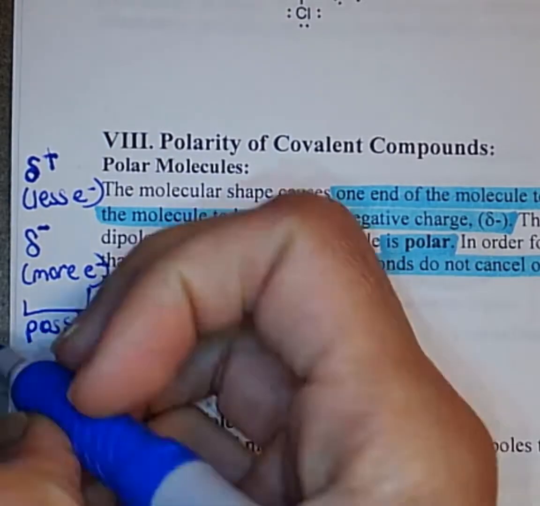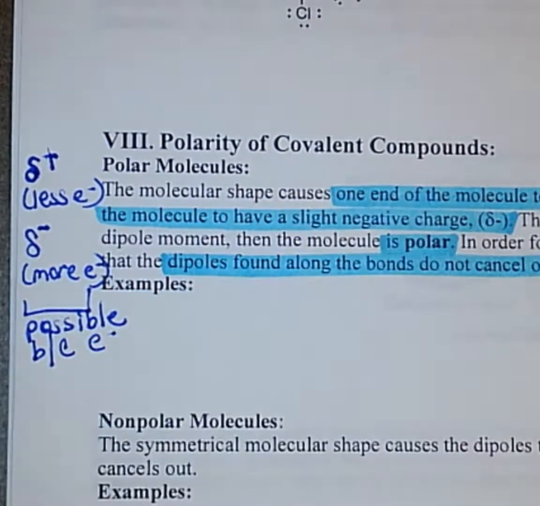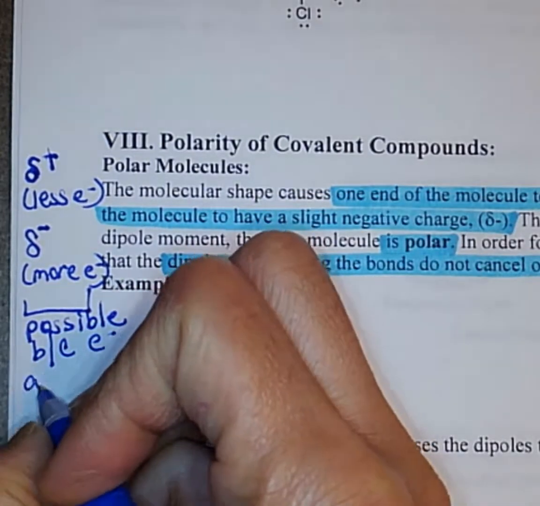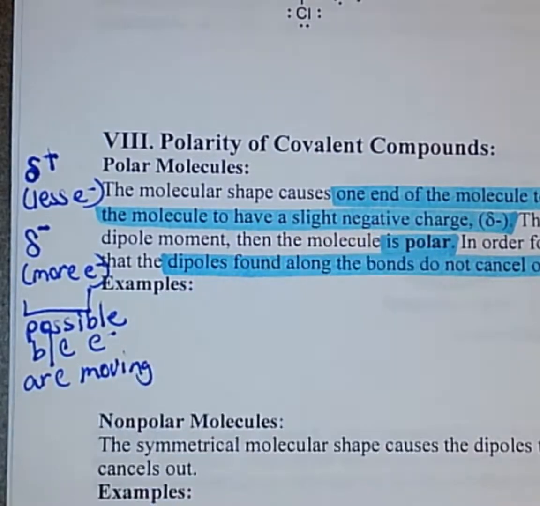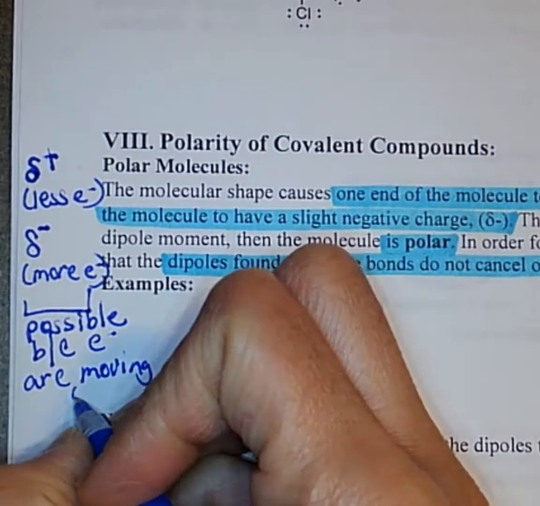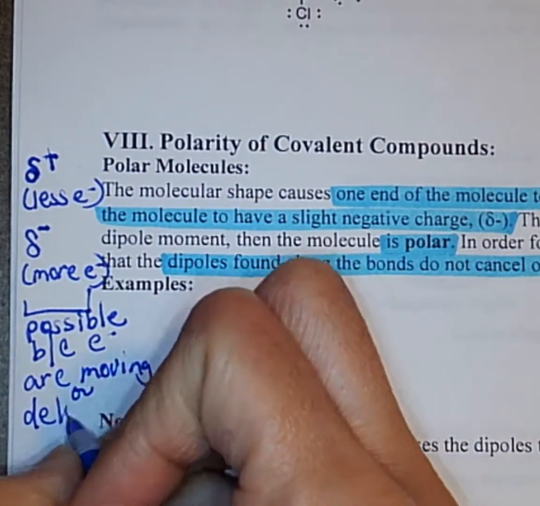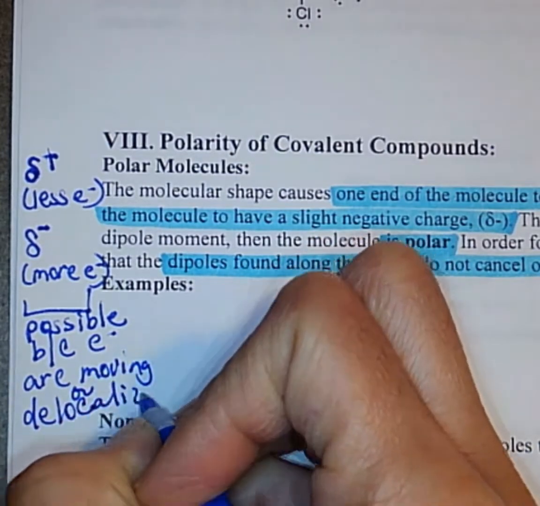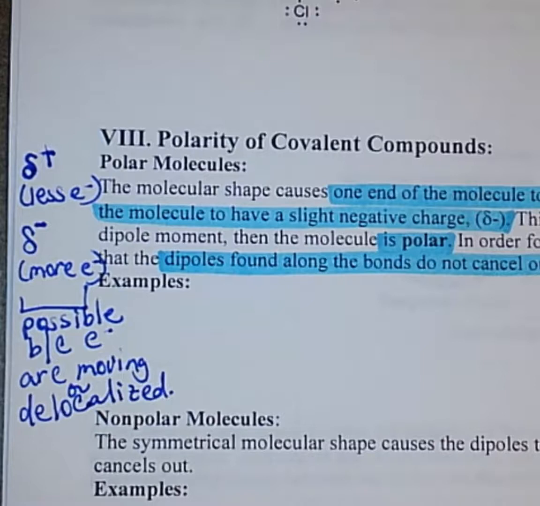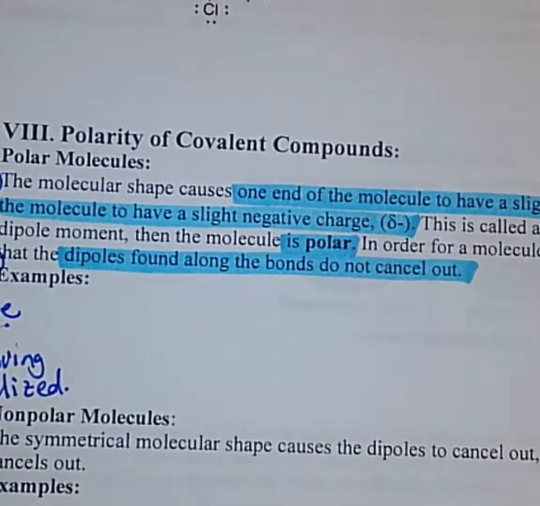All of this is possible because electrons are moving. Okay, so these electrons are never staying in one place. They're moving around. Sometimes instead of saying moving around, we say that they are actually delocalizing. Okay, they're delocalized right there. So let's talk about some examples of it.